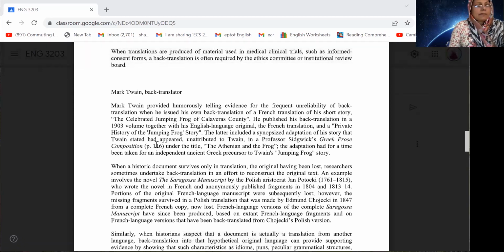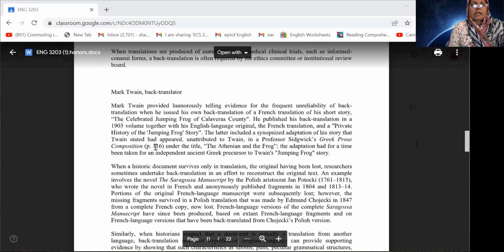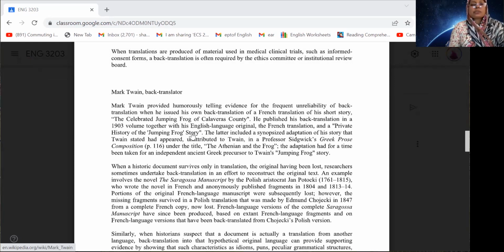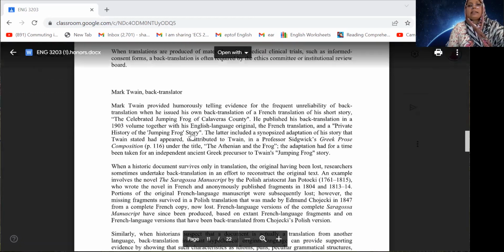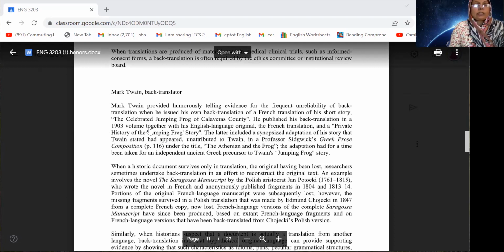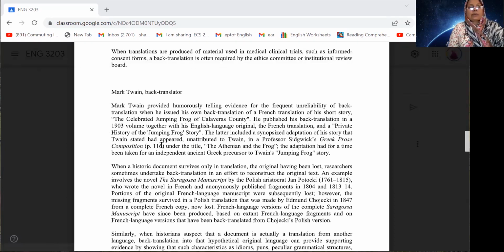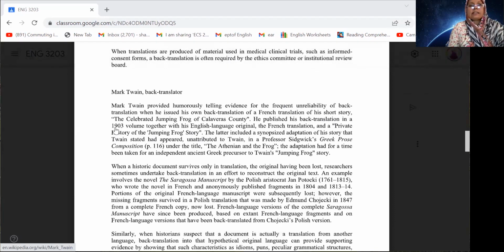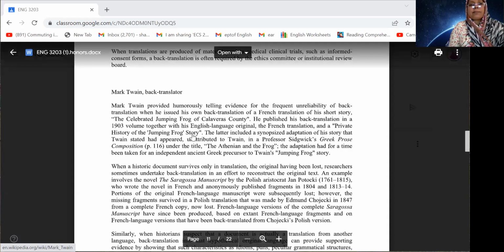So, Mark Twain used back translation for a short story. He published his back translation in a 1903 volume with his English language original, the French translation, and a private history of the Jumping Frog story.